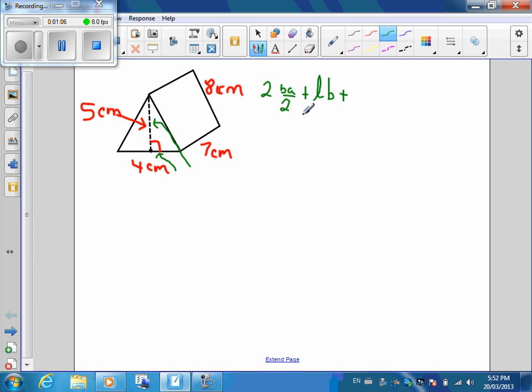plus, looking at this, we see 2 slopes. So since the altitude is not on a wall, that will be the length times the slope, plus the length times the slope. Since you were only told one slope value, you can assume that the 2 slopes are the same.